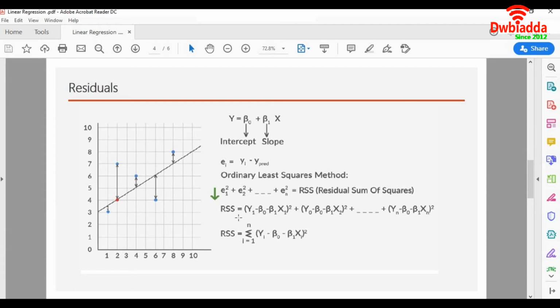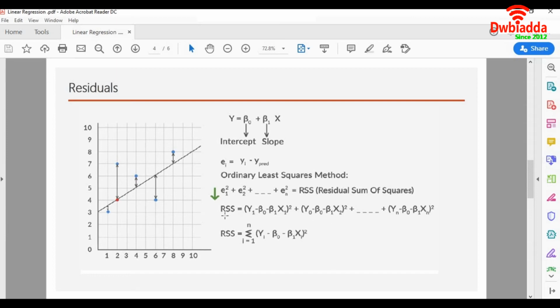So RSS can be rewritten as (y1 minus beta naught minus beta 1 x1) whole square plus (y2 minus beta naught minus beta 1 x2) whole square. It goes on till yn. In other words, it's a summation, i equal to 1 to n, n being the number of data points, of (yi minus beta naught minus beta 1 xi) whole square. This is the equation that I can write for my RSS.